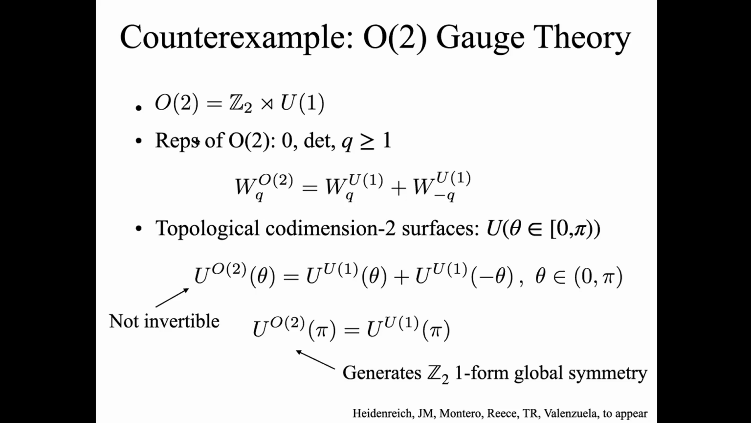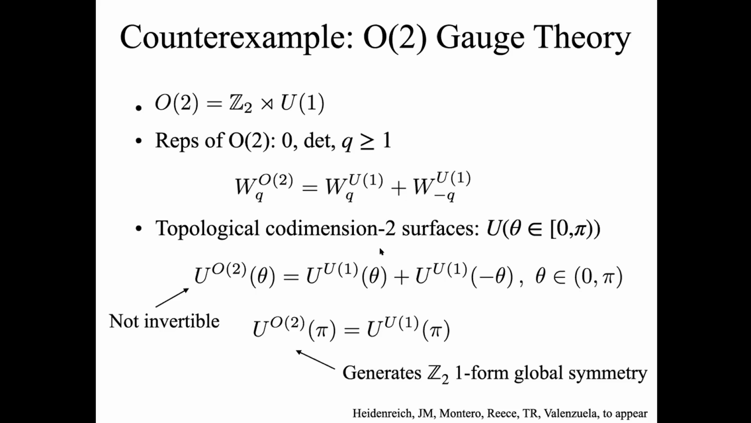So the Wilson lines of this theory are going to be labeled by representations of O2. The representations of O2 are given by the trivial representation, the determinant representation, which takes an element of O2 and gives you back either plus or minus 1, as well as a family of representations labeled by positive integers Q. And a Wilson line in one of these representations can be thought of as the sum of the U1 Wilson lines of charge Q and minus Q before we gauge this Z2.